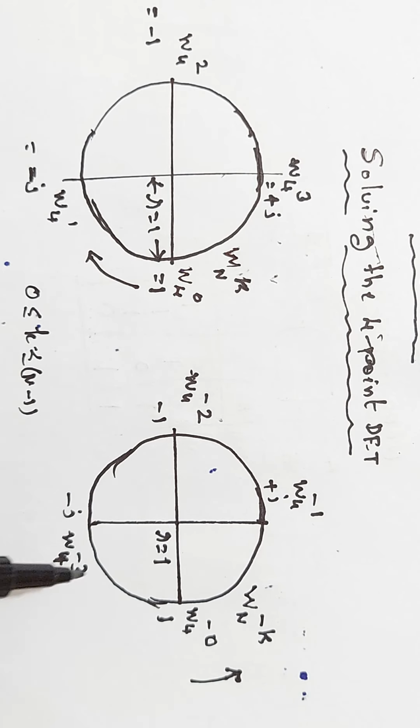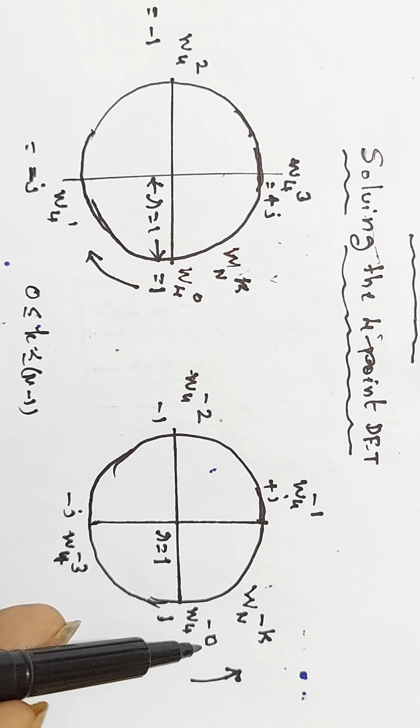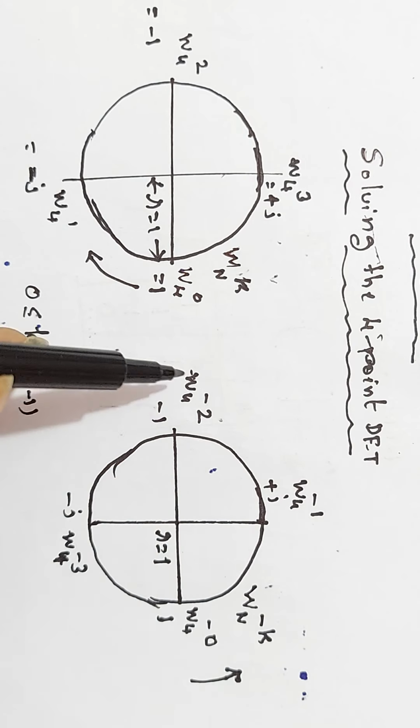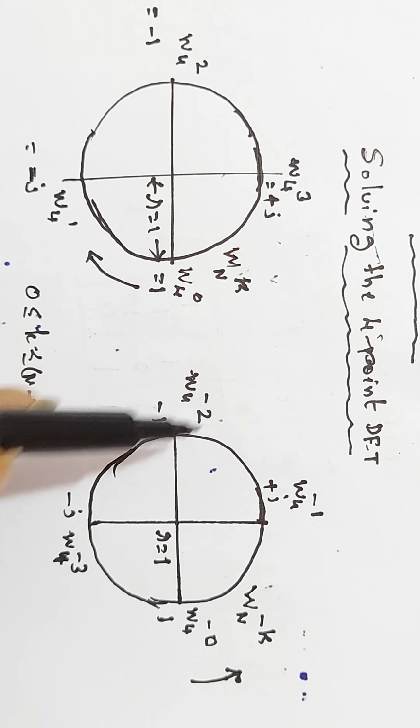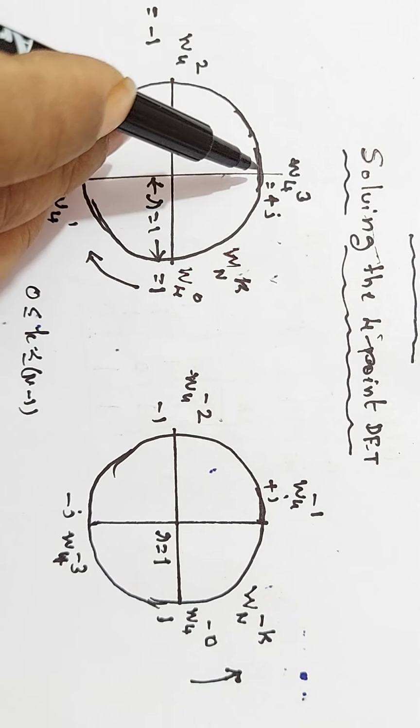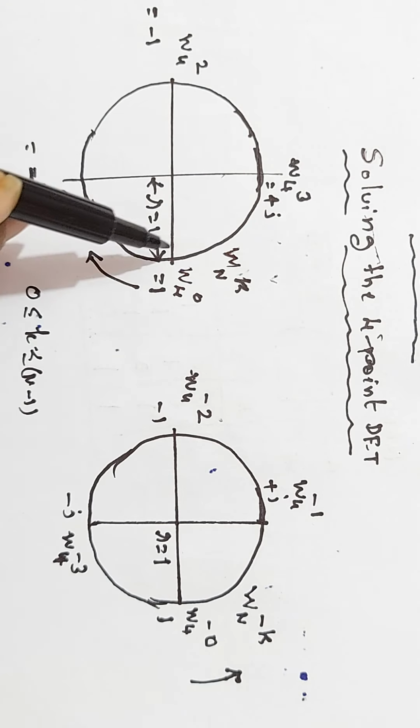So, what is W_4^(-3)? It is the 4-point DFT of the 4th sample. These are the 4-point DFT of the 1st sample, the 2nd sample, the 3rd sample, and the 4th sample. And all the samples must be equally spaced. Therefore, all the samples are spaced exactly at 90 degrees.